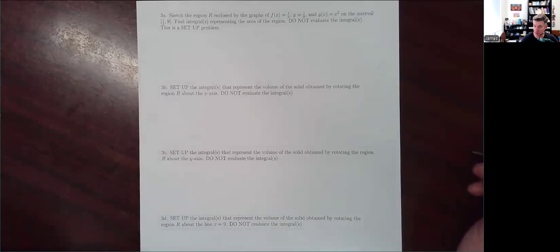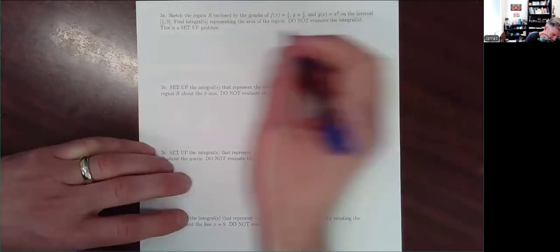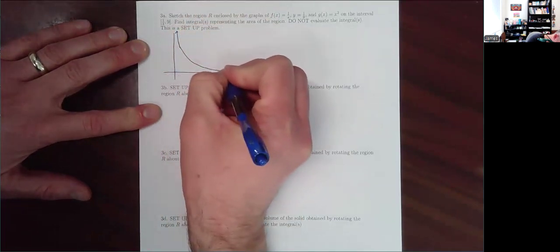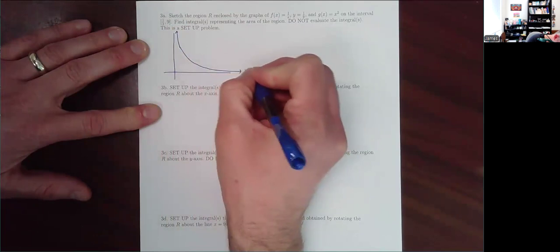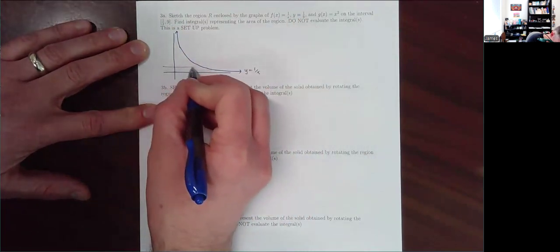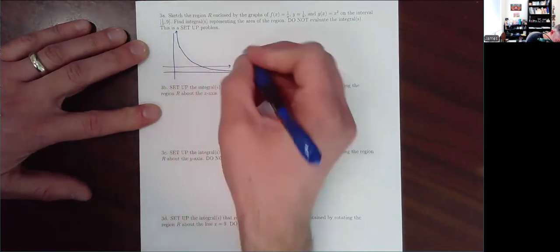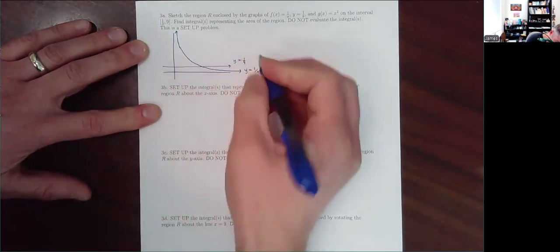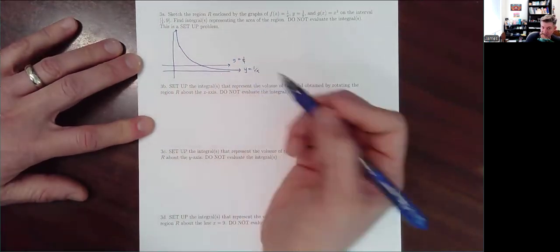Sketch the region R enclosed by the graphs of f of x equal to 1 over x, y equal to 1/9, which is the horizontal line, and g of x equal to x squared on the interval from 1/3 to 9. So 1 over x looks like this. Y equals 1/9 is just a horizontal line. And if y equals 1/9, we can see that if 1/9 equals 1 over x, x has to be 9.